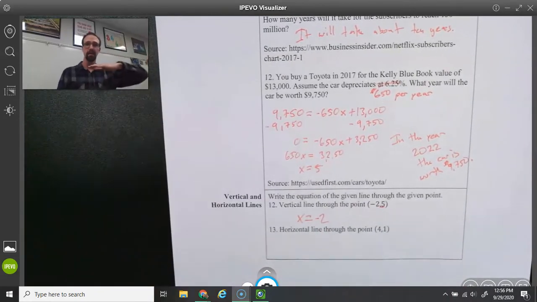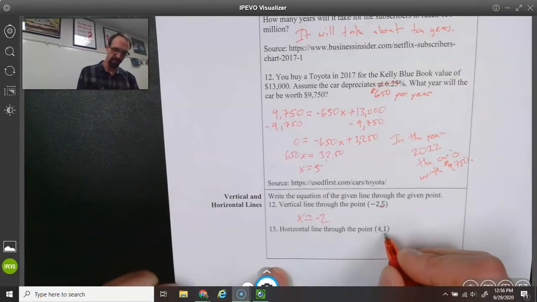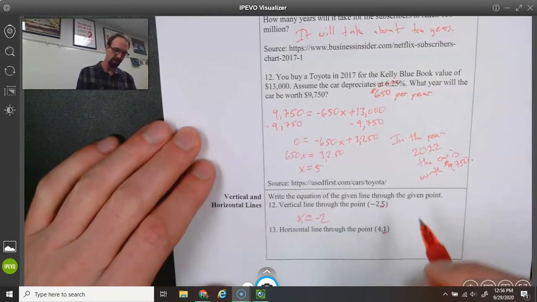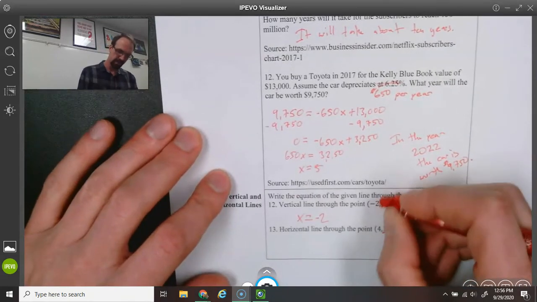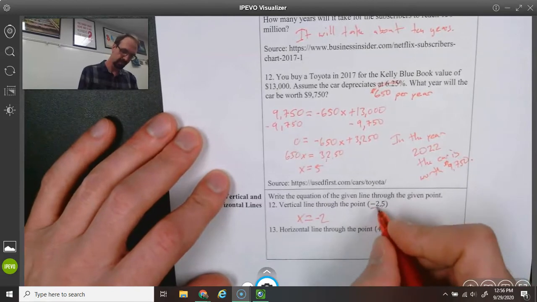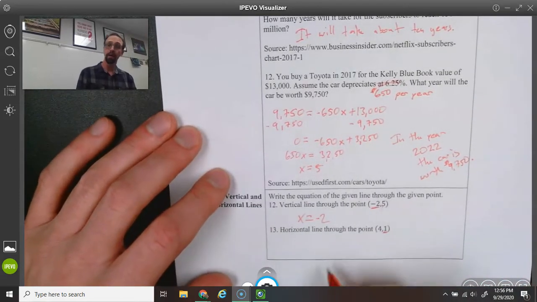Horizontal line, that's a line that goes left and right. You don't care about the x value, you care about the y value. And in this case, I don't know if I underlined the right thing. There we go. 1, so this would be y equals 1.